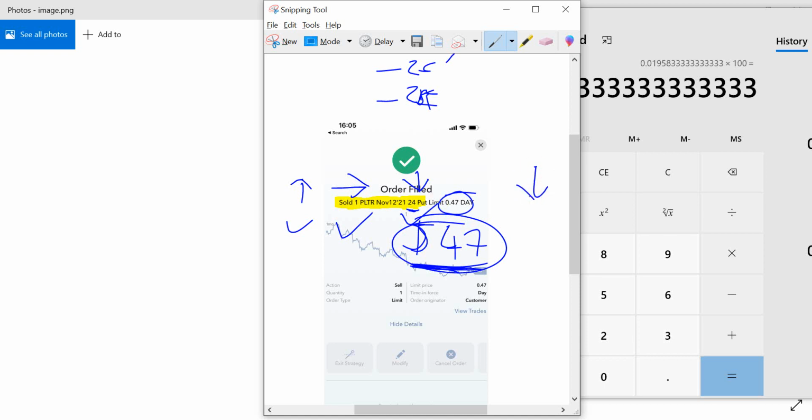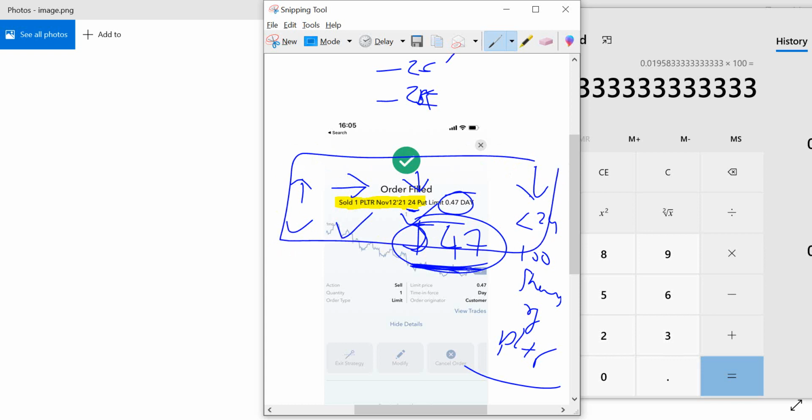If Palantir goes down and closes below $24, then I will buy 100 shares of PLTR. And you tell me where you can place a trade where out of all 4 outcomes, 3 of them you make money on and 1 of them you don't. And again, I selected this price, I selected the expiry, and I selected the stock. That, to me, you've got so many odds inside your favor.